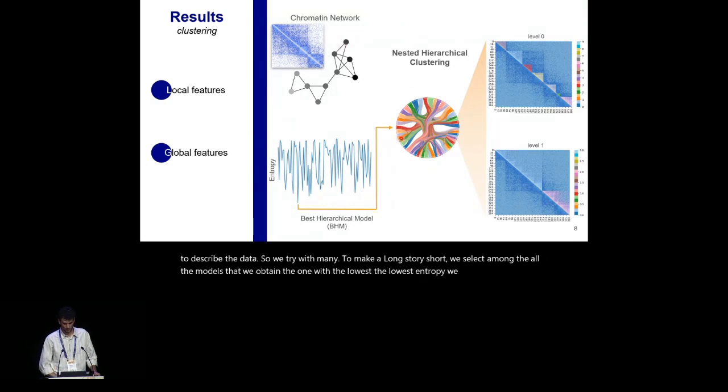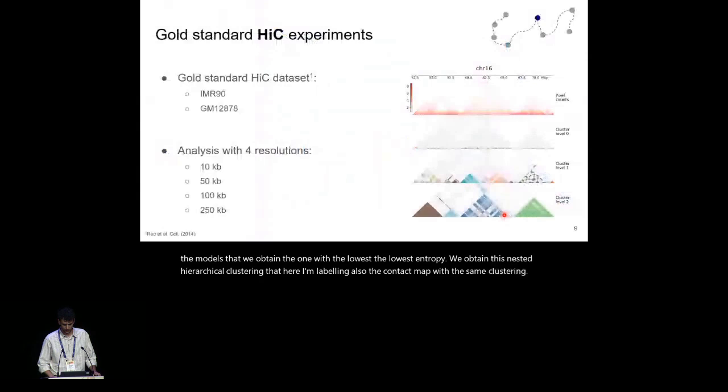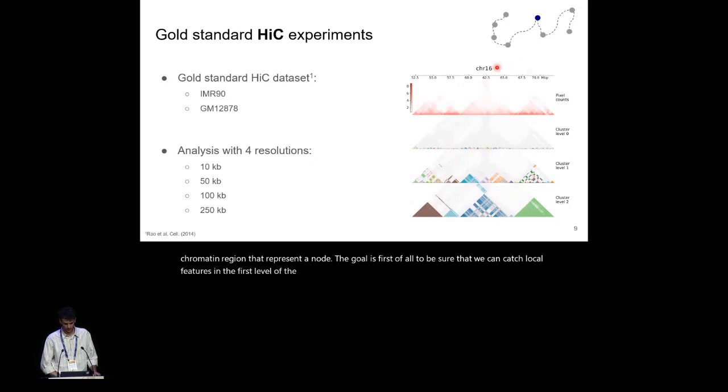We obtain this nested hierarchical clustering, and here I'm labeling the contact map with the same clustering. In order to benchmark the data, I took advantage of this gold standard Hi-C experiment in two cell lines, IMR90 and GM cells, at 4 different resolutions, which account for the size of the chromatin region that a node represents. The goal is, first of all, to be sure that we can catch local features in the first level of the hierarchy. You can see here the contact map, so the raw data, and here the hierarchy representing this region.